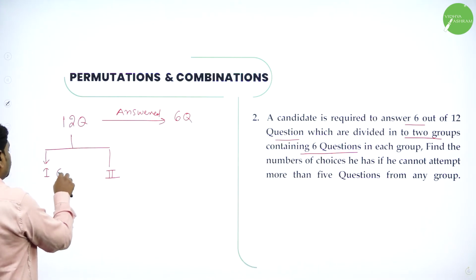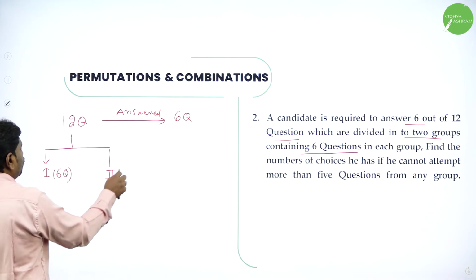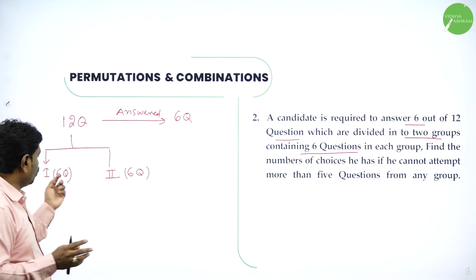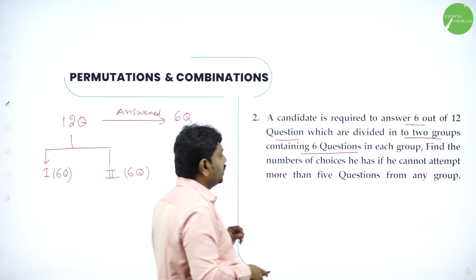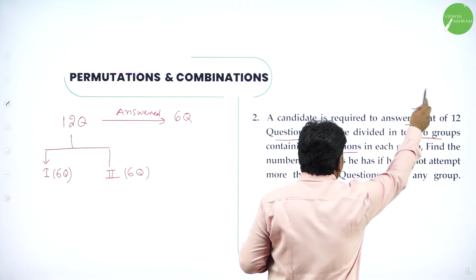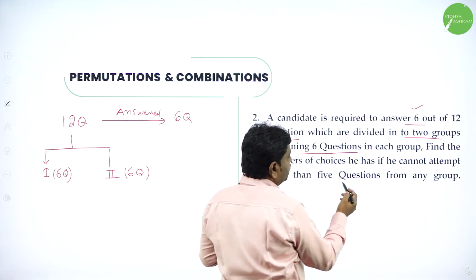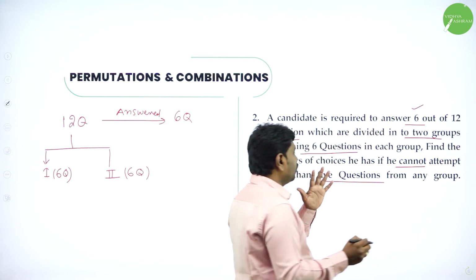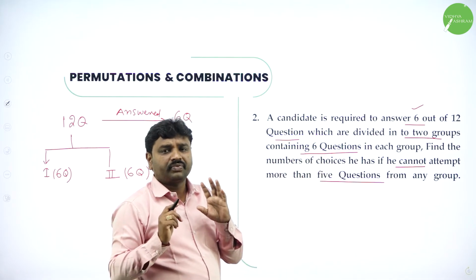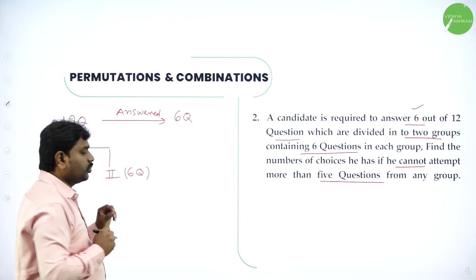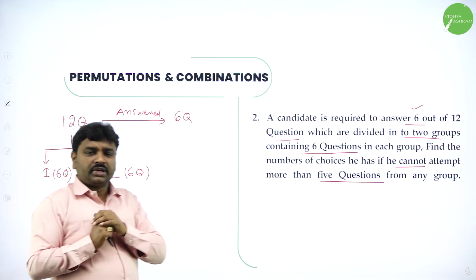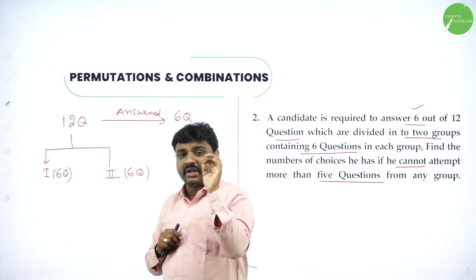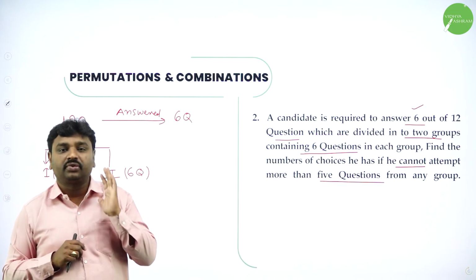First group you have 6 questions. Second group you have 6 questions. So 12 questions are divided into 2 groups, first group and second group. And student should answer 6 questions out of the 12 questions. And they gave a condition. He cannot attempt more than 5 from any group. See, in first group and second group, we have 6 questions. You should answer total 6 questions. But in any group, you cannot exceed 5 questions.